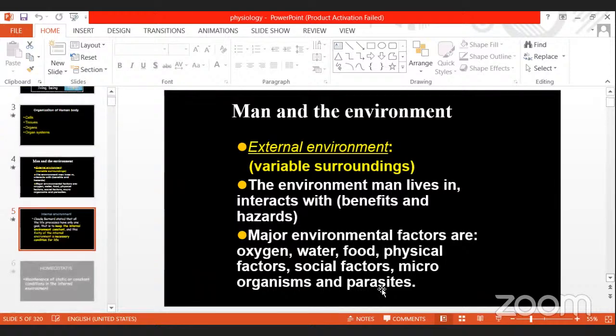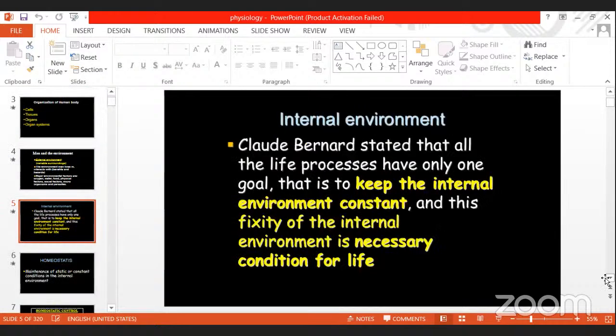Even microorganisms and parasites will be present in the external environment. But the internal environment is things to be constant, means it is in a balanced position. So Claude Bernard, the scientist, states that all the life processes have only one goal, that is to keep the internal environment constant.